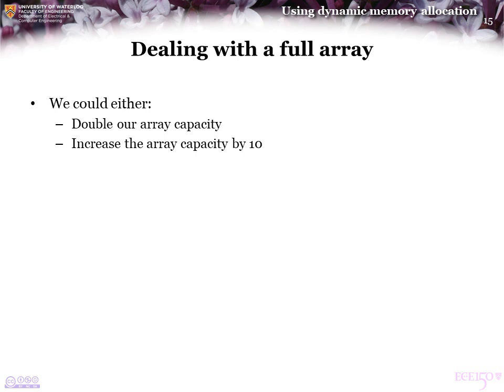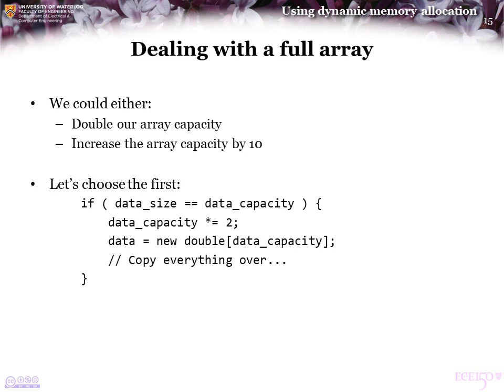On the other hand, if we only increase the capacity of the array by 10 at each step, then every 10 entries that are entered require us to fix the problem of a full array. We're going to choose the first. We're going to double the capacity of the array. So, if the data size is equal to the data capacity, we will double the data capacity and then allocate a new array of that larger capacity. Once we've done that, we can copy everything over.